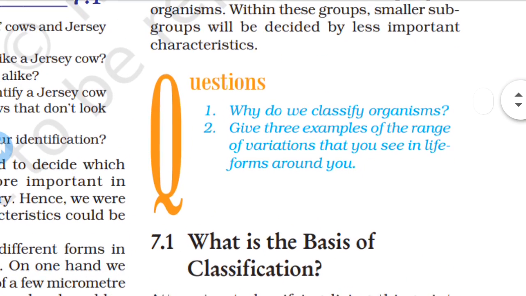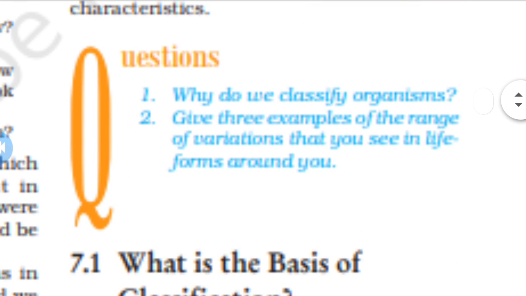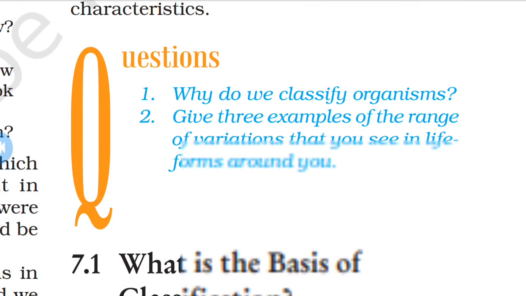Now we take the in-text question first. Why do we classify organisms? For that, classification is the science by which all living organisms are grouped according to their similarities in characteristics. This makes studying the different life forms possible.